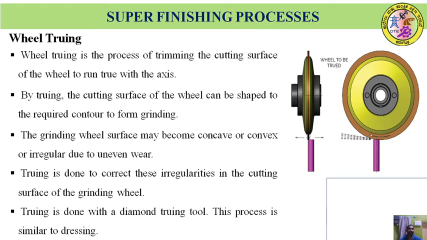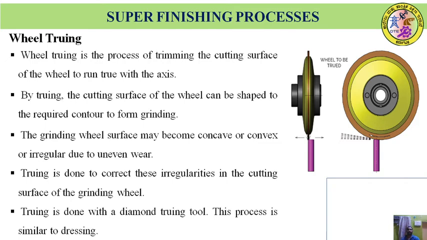So wheel turning is the process of trimming the cutting surface of the wheel to run true with the axis. By turning, the cutting surface of the wheel can be shaped to the required contour form of grinding. The grinding wheel surface may become convex and concave, irregular, due to uneven wear. Turning is done to correct these irregularities in the cutting surface of the grinding wheel. Turning is done with a diamond cutting tool.